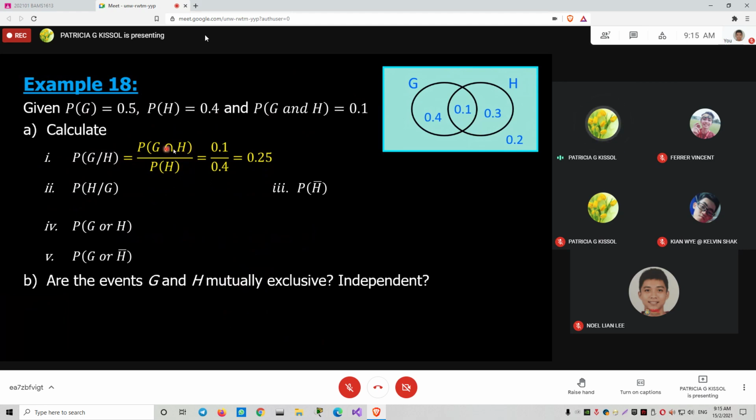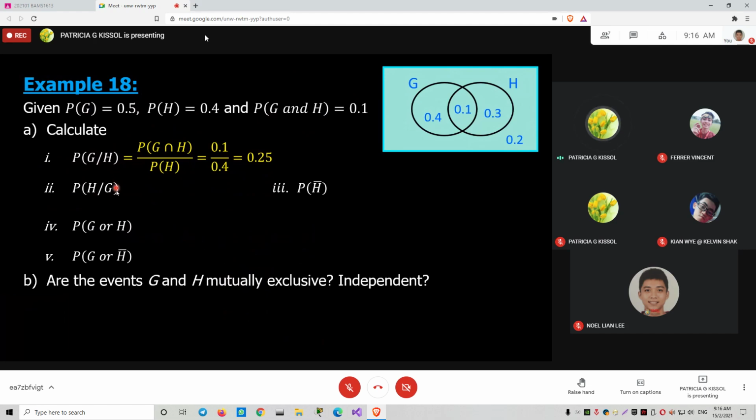Therefore, the information that we want is all available from the given information: probability of G and H is 0.1 and probability of H is 0.4. So we just need to put all the values in, and that would give us 0.25. Same thing would apply to the second question, probability of H given G.